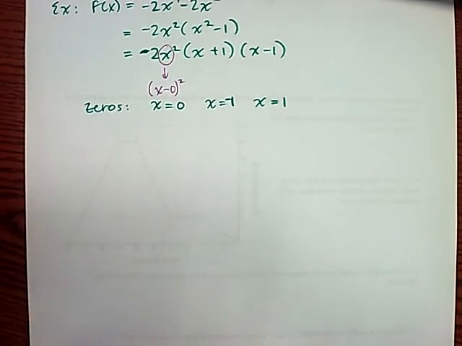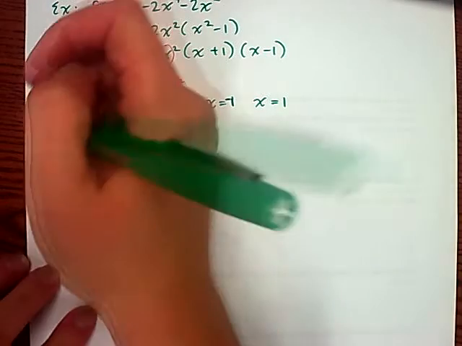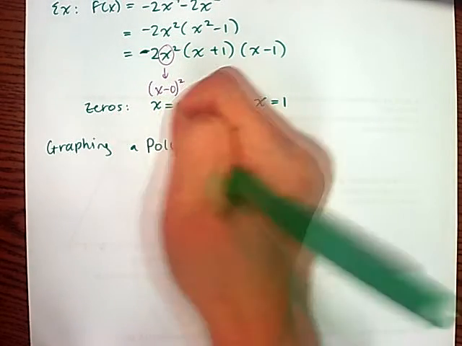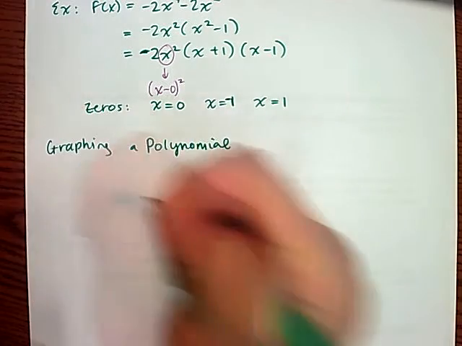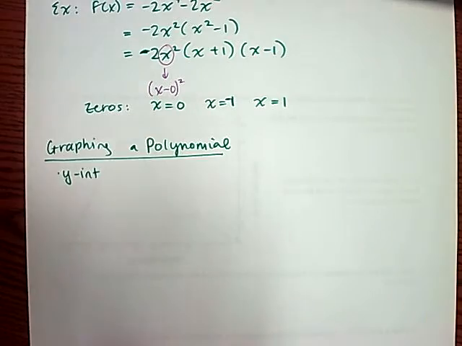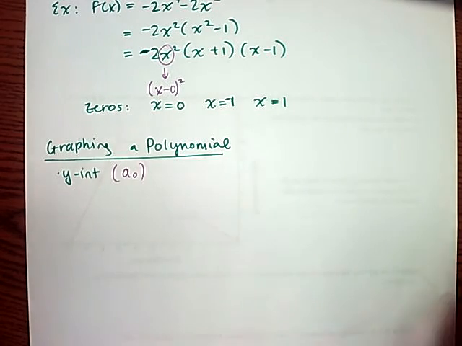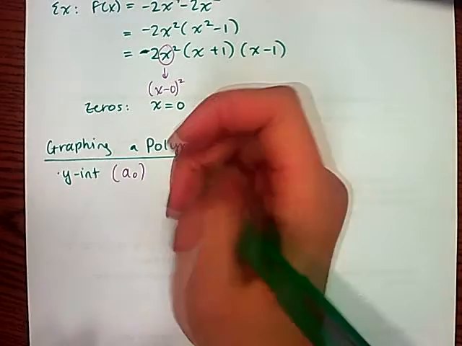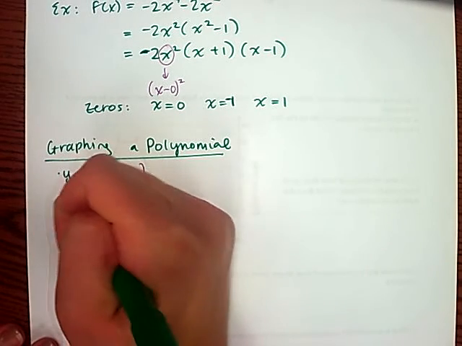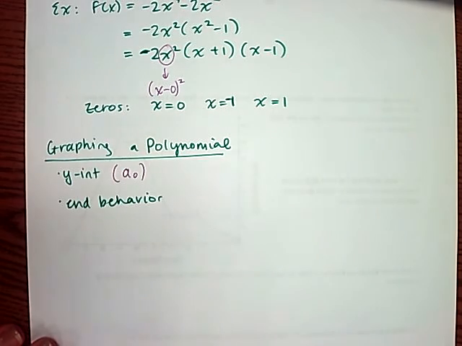So quickly, we're going to just look at the steps to graphing. I'd always want to know the y-intercept, which should be very easy to find, especially if I have standard form. It's always going to be that a sub 0 term, or I can always plug in x equals 0 and get the point on the y-axis where x is 0. Okay, so the other thing that's going to be important is our end behavior. I'd like to know what's happening on either end of my graph.